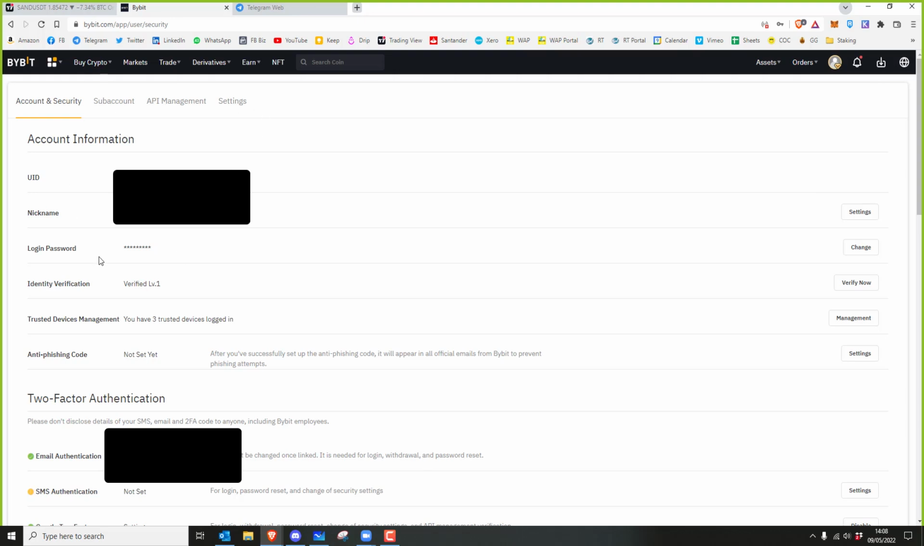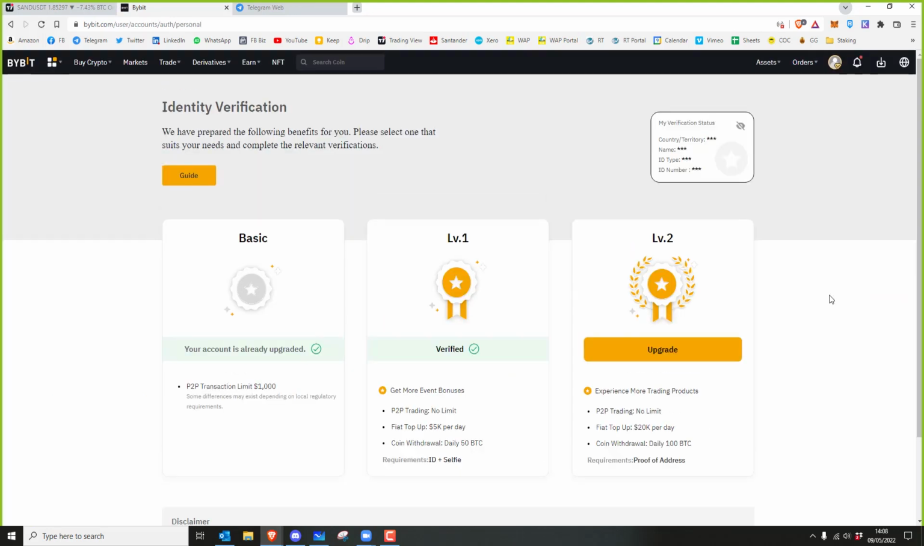So let's just go through these in a logical order. You will have to identify yourself. In fact, I'm already level 1 verified. I should be level 2. I just need to get a utility statement. So the first one, you start off in basic.